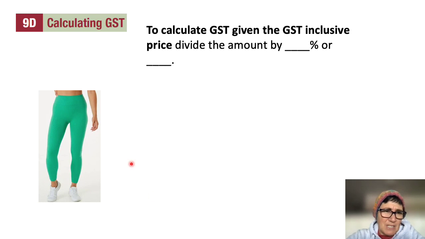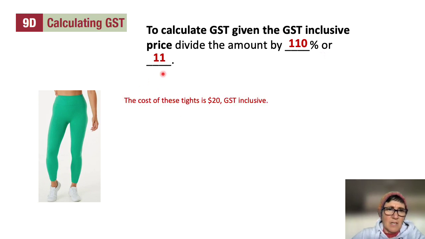All right. So, back to my tights, and this isn't me, and they're not my tights. To calculate GST, given the GST inclusive price, and remember my tights, they said $20, we divide the amount by 110%, and that'll get us back to the pre-GST price, or divide by 11, which will find us the GST. Okay? So here's my tights. Remember they cost $20, and in that bill it said GST inclusive.